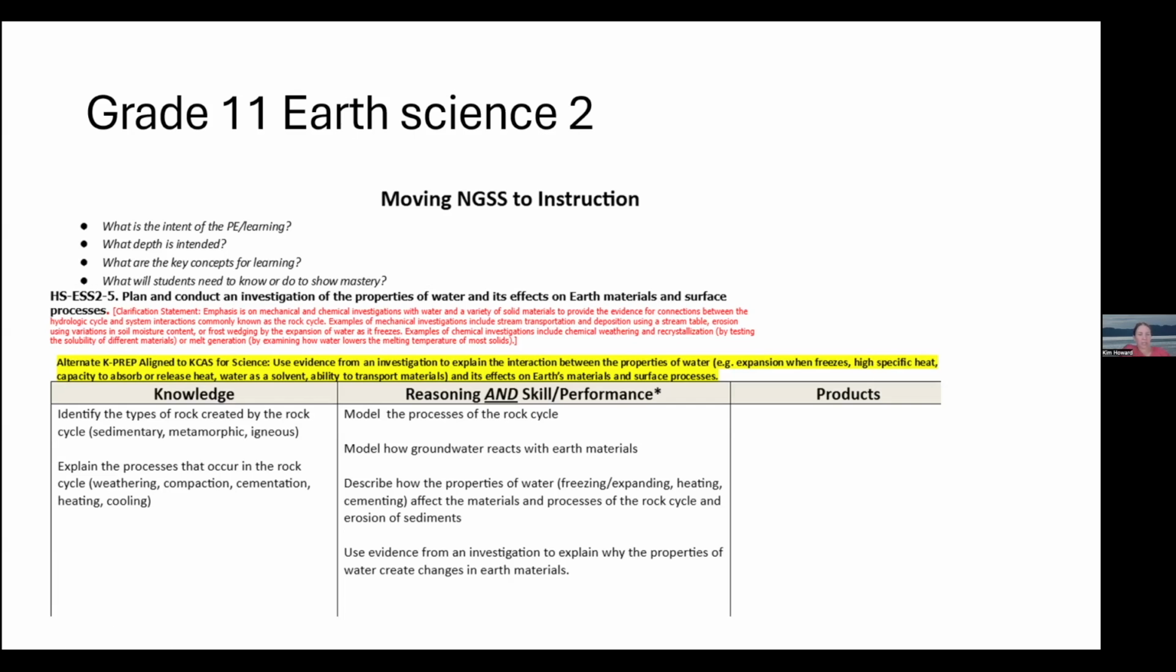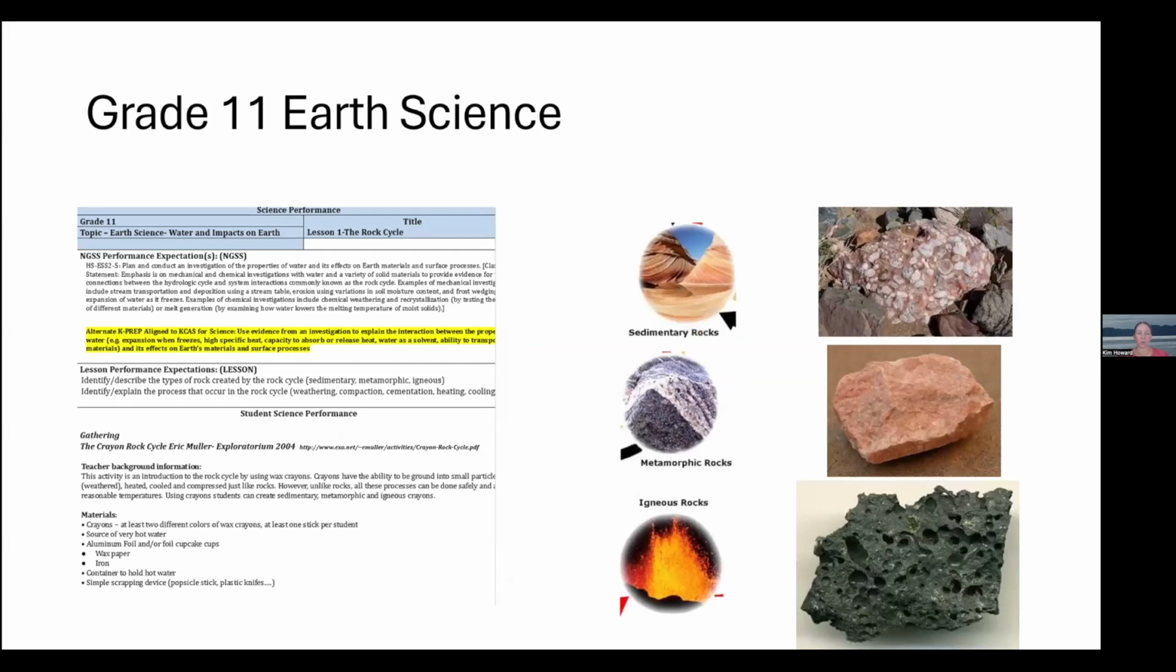So this starts out with identifying different types of rock: sedimentary, metamorphic, and igneous rocks, and then explaining the processes that occur in the rock cycle: weathering, compaction, cementation, heating, and cooling. The cool thing about this for me is, and I talked about it a little bit earlier, how do we introduce vocabulary? I'm taking these pictures that they have provided inside of the lessons, and I am printing them out and turning them into file folder matching.